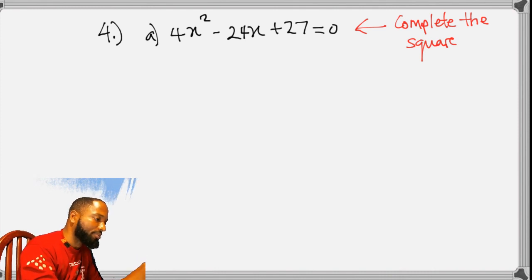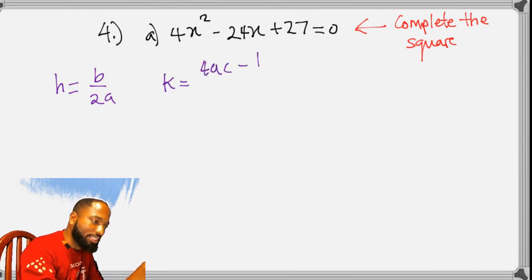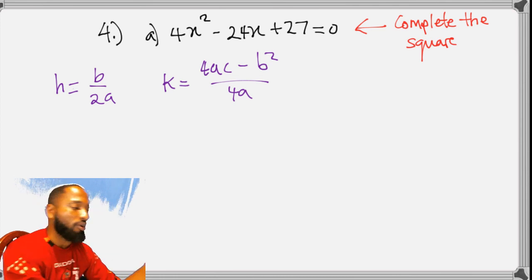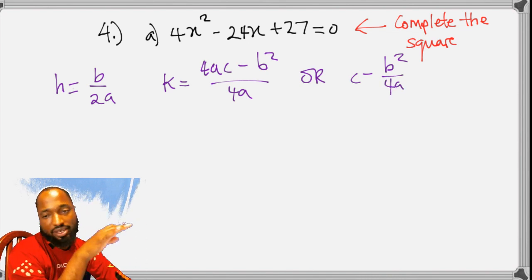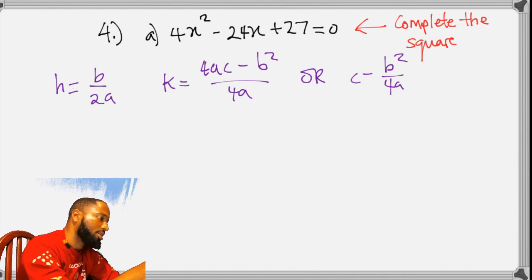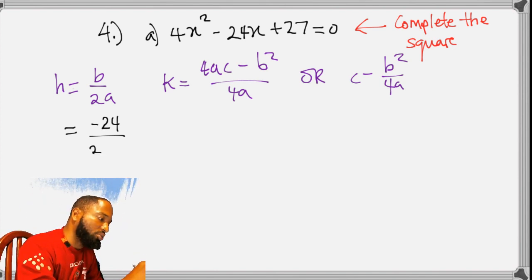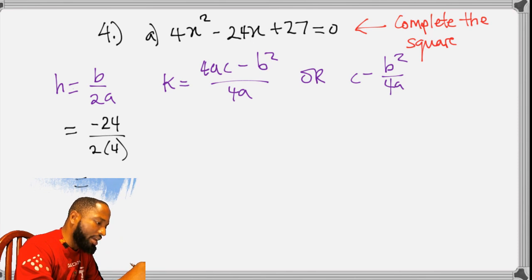Alright, so let's use this formula. H and B and C and K. The formula is 4AC minus B squared over 4A, or C minus B squared over 4A. That's the formula. So you see the mistake in the formula? Oh yes, so let's go forward. 2A, 2 by 4. So I think everybody got it wrong. Yeah, negative 3.